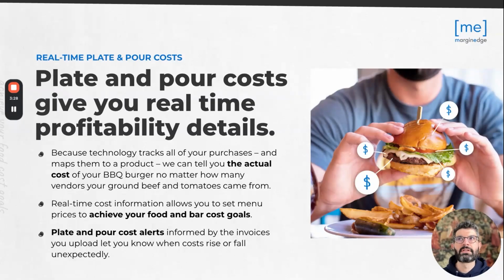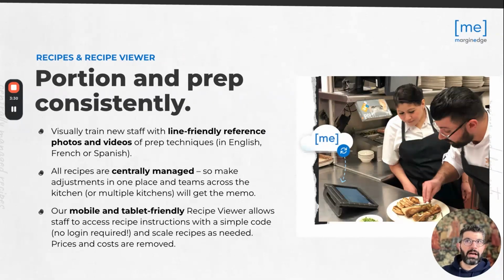Now, of course, even though you've built your recipes to spec within MarginEdge and you've costed them out appropriately, so they've got a 20% plate cost because you're trying to hit a 25% target for your end of month food cost number, your staff may not make things to spec. And that's the second reason that recipes are so important, because it allows you to communicate with your staff so they can portion and prep consistently according to the recipes that you've already costed out right within MarginEdge.